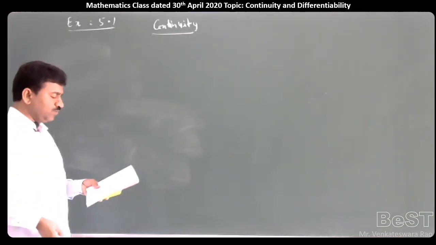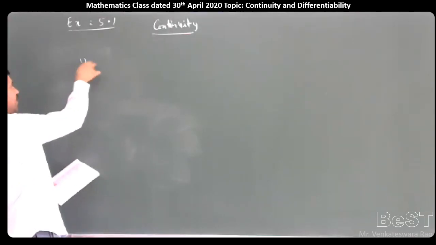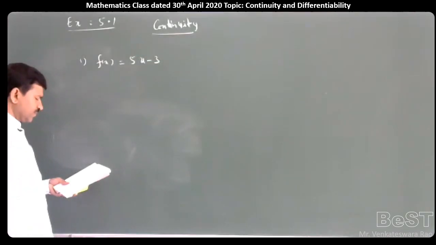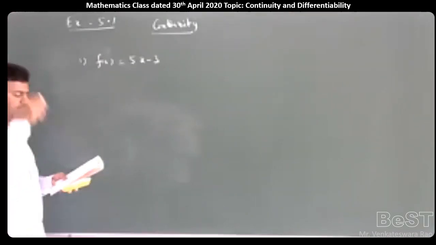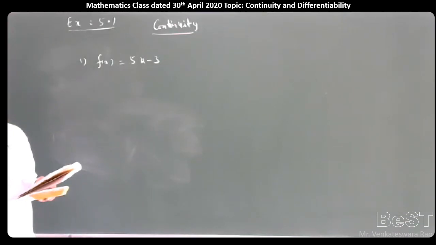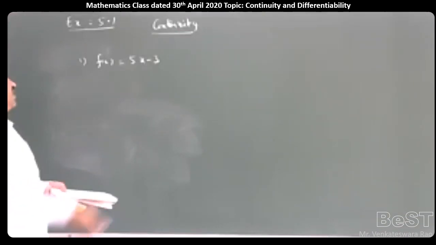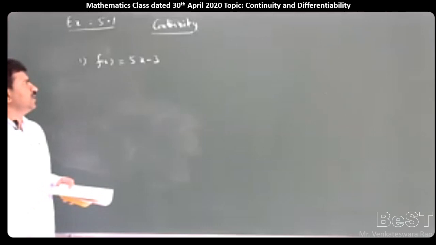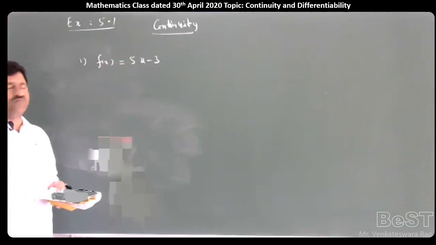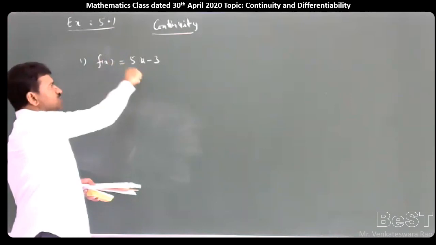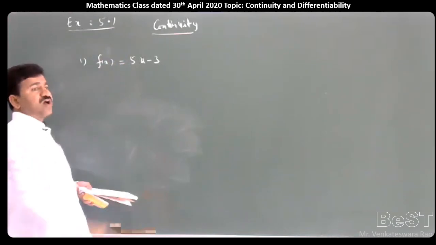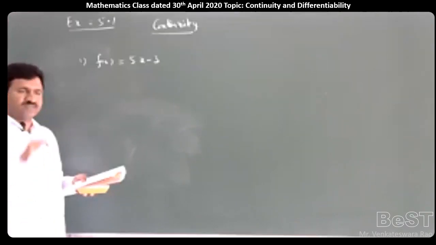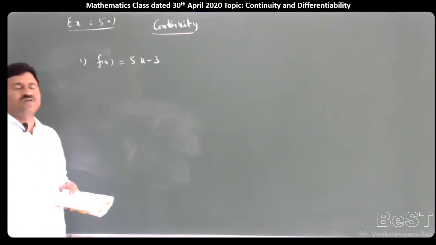See the first problem. Prove that the function f of x is equal to 5x minus 3 is continuous at x is equal to 0, at x is equal to minus 3, and at x is equal to 5. See this one. f of x is equal to 5x minus 3. It is a linear function, that means a polynomial function. Any polynomial function, its domain is real numbers. So it is continuous on R. So it is continuous at x is equal to 0, at x is equal to minus 3, at x is equal to 5. 1 mark problem.